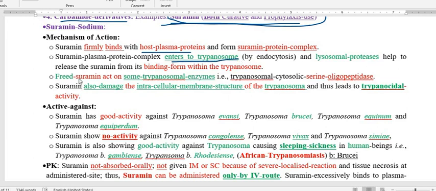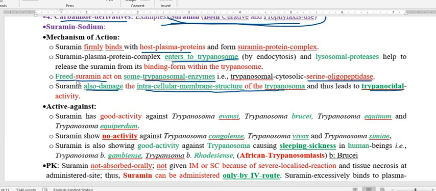with the protein, particularly the plasma protein of the host, and enters the trypanosoma, where suramin gets released. Once released inside the trypanosoma, it acts on trypanosomal enzymes like serine oligopeptidase and others, and suramin also damages the intracellular membrane structure of the trypanosoma, and therefore it has trypanocidal activity.